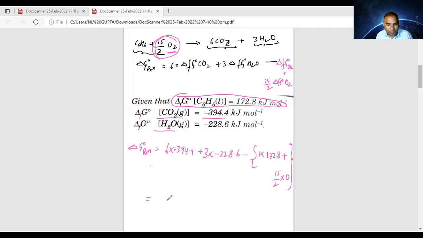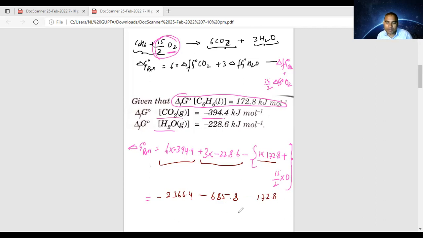So here you see, if you multiply this one, how much is coming? You can also type simultaneously. Multiply 3 by 228.6, this is minus 685.8. Here this is plus, this is minus. Plus into minus is going to be minus. Here if you multiply, minus into plus, this is going to be minus only, 172.8.